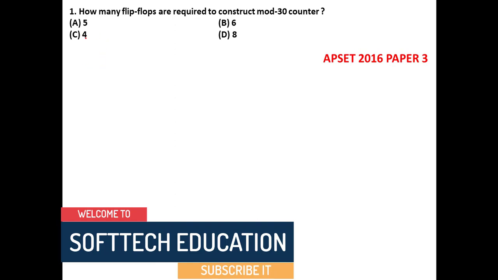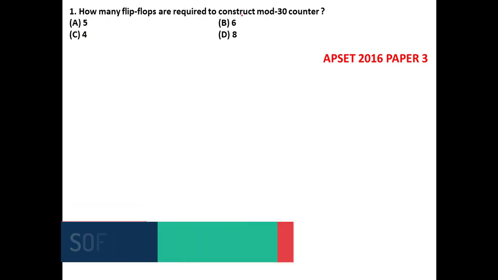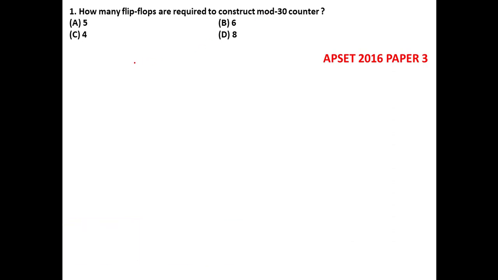See question number 1. How many flip-flops are required to construct a mod 30 counter? A mod 30 counter will count the numbers from 0 to 29. To represent 29 in binary format, we require 5 bits. What are those 5 bits? Those 5 bits are 1, 1, 1, 0, 1. So 5 flip-flops are required to construct the mod 30 counter. So the answer for this question is option A.